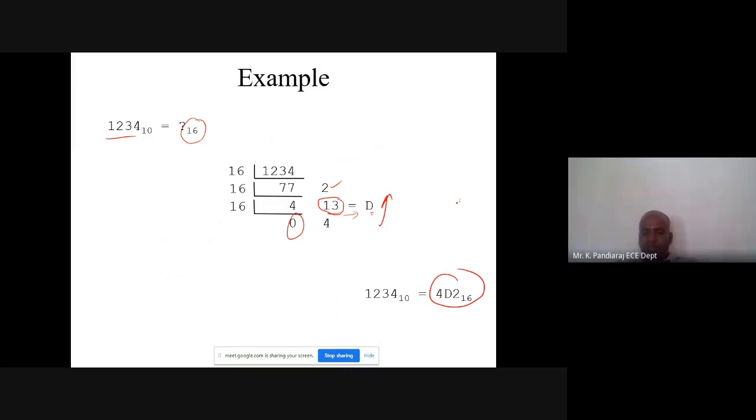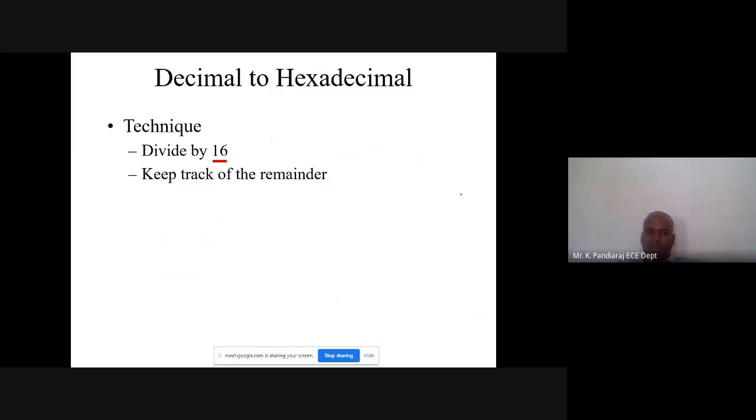Okay, right. So decimal to binary, decimal to octal, and decimal to hexadecimal conversions are over. The processes are division processes. Okay. Now we'll move to the next.